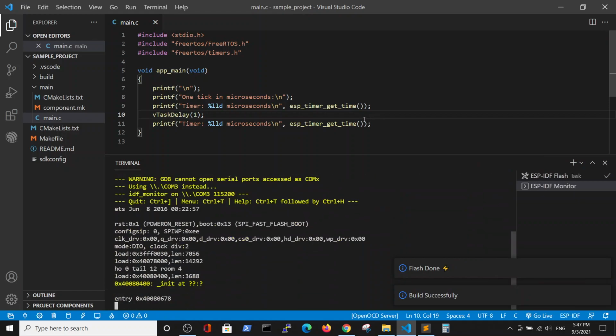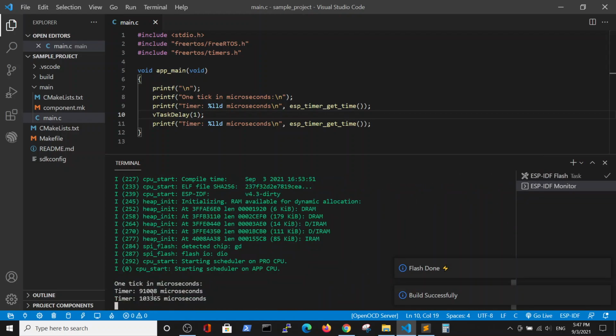Okay, you can see that we have two timers. The first one was at 91,000 microseconds, and the second one, this one, at 103,000 microseconds.